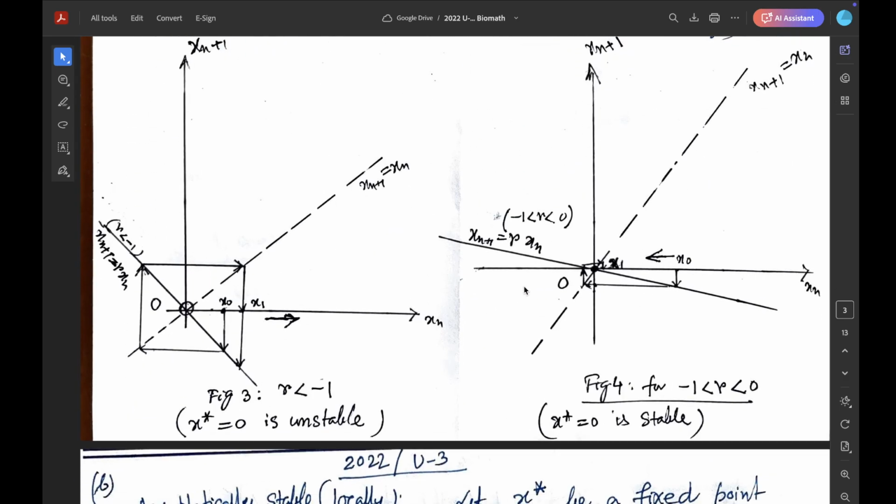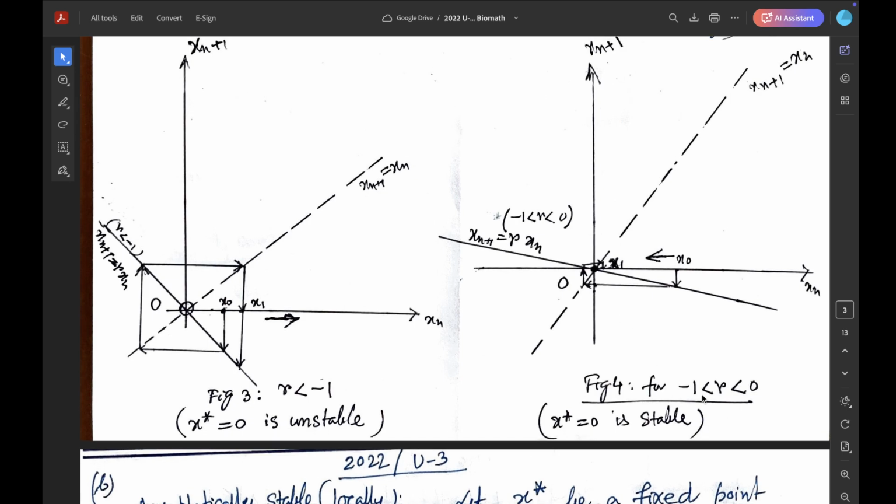Next, when r is less than minus 1, put here say y equal to minus 1.5x. So this is the reproduction curve, and the dashed line is xn plus 1 equal to xn, that is y equal to x. Choose x0 here, then go to the curve and the line, and this gives x1. So x0, x1 move away from the steady state or fixed point. So x star equal to 0 is unstable and the solution diverges.